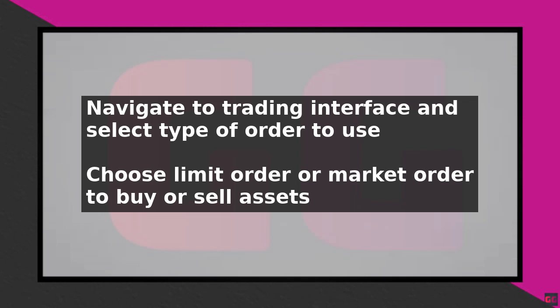For example, if you want to buy 1 Bitcoin at a price of $20,000, you would select the limit order option and enter the price and quantity. If the market price reaches $20,000, your trade will be executed.